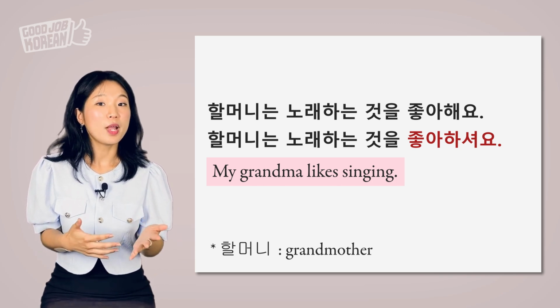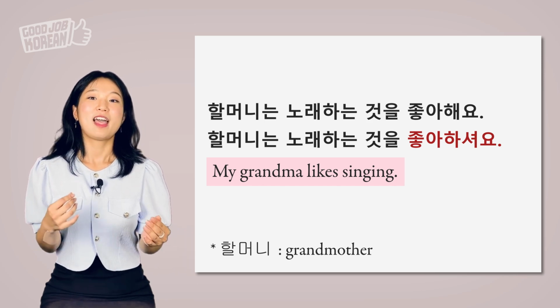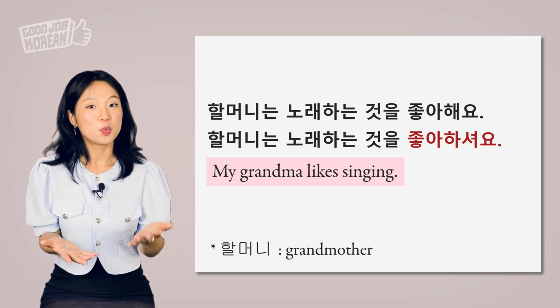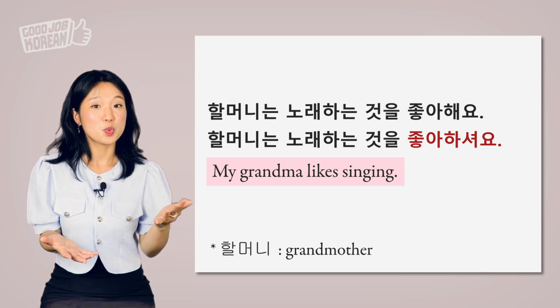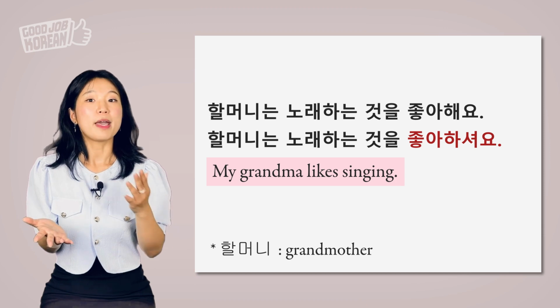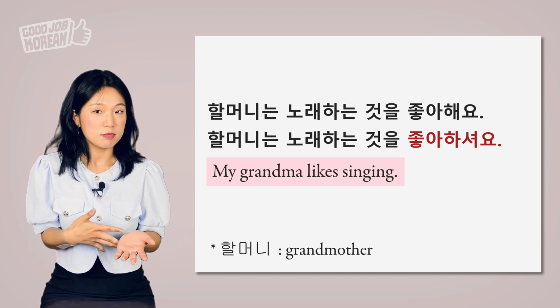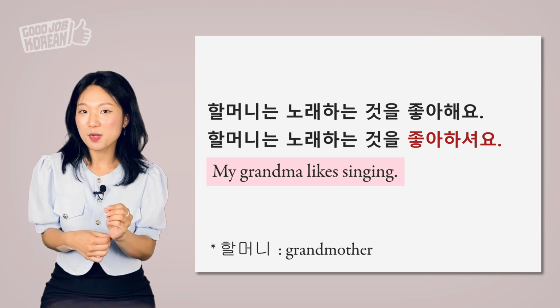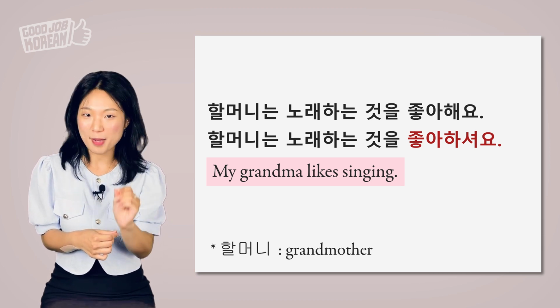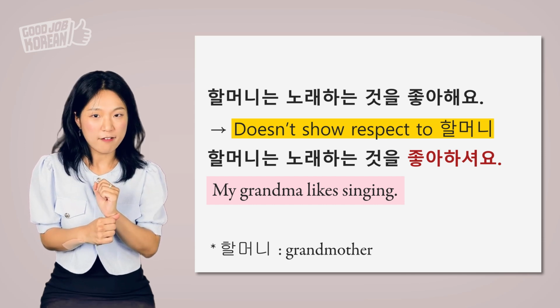Now, we're going to compare these two sentences. 할머니는 노래하는 것을 좋아해요. 할머니는 노래하는 것을 좋아하셔요. Both sentences mean my grandma likes singing. Even though their meanings are the same, since the subject is 할머니, who should be definitely respected, it could sound a bit rude if you don't use 시 suffix.